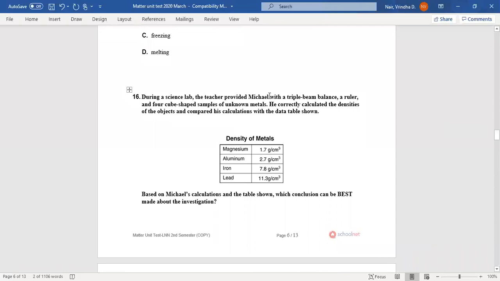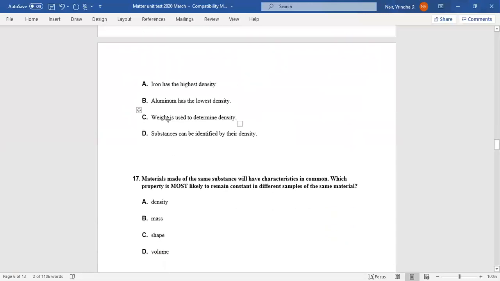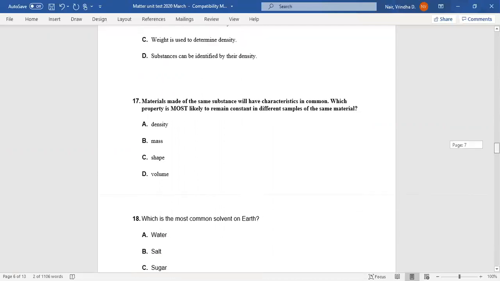During a science lab, the teacher provided Michael with a triple beam balance, a ruler, and four cube-shaped samples of unknown materials. He correctly calculated the densities of the objects and compared his calculation with the data shown below. Based on Michael's calculation and the table shown, which conclusion can be best made about the investigation? Iron has the highest density, aluminum has the lowest density. Weight is used to determine density. Substances can be identified by their density.